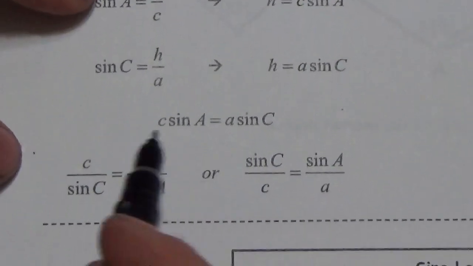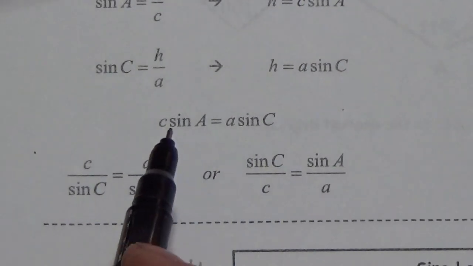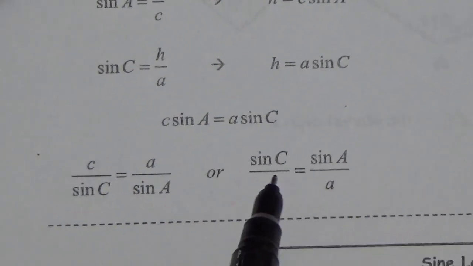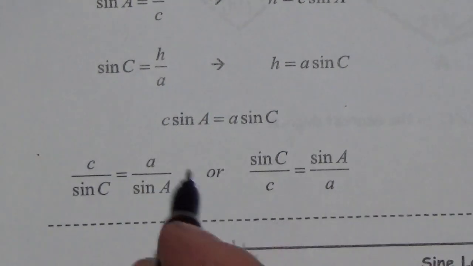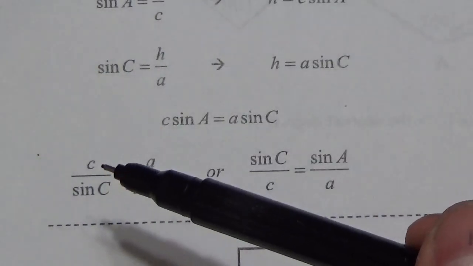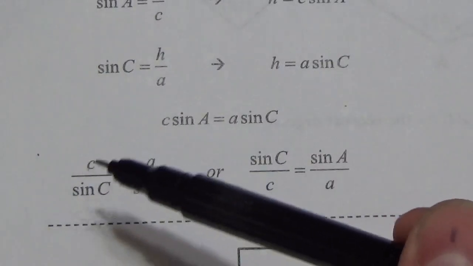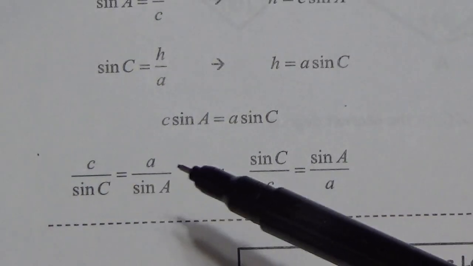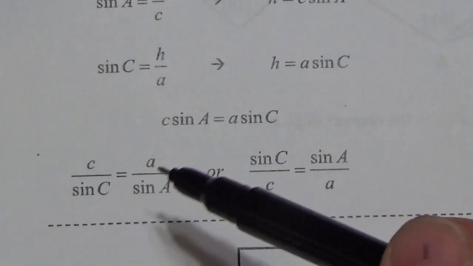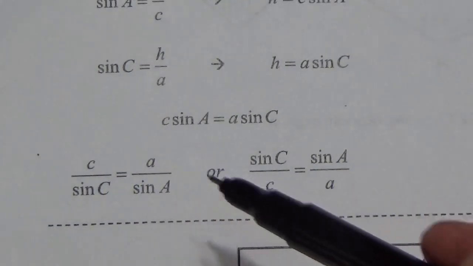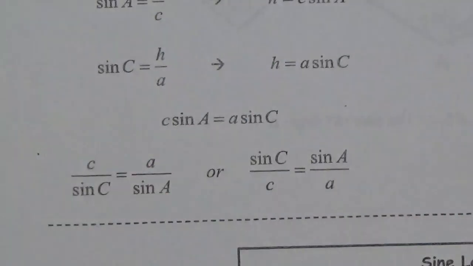And then I can do one of two things here. I can either divide both sides by c and both sides by a to get this expression, or I can divide both sides by the sine of A and the sine of C to get this expression. But either way, what we get here is a relationship where the length of the side divided by the sine of the angle opposite it should be equal to the length of another side of the triangle divided by the sine of the angle opposite it. Okay, and that's the sine rule, or the sine law.